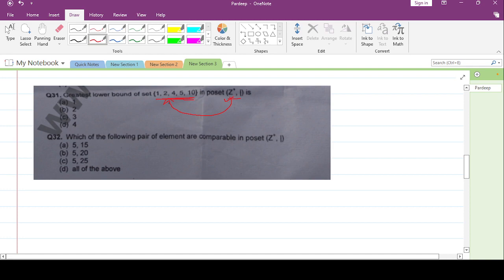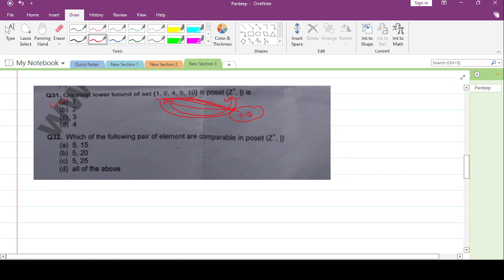In Z plus we have all the positive integers, and the integer which divides all these elements of the set is just one only. Plus one is that element which divides 1, which divides 2, which divides 4, which divides 5, which divides 10. So it means that the greatest lower bound of this is 1.